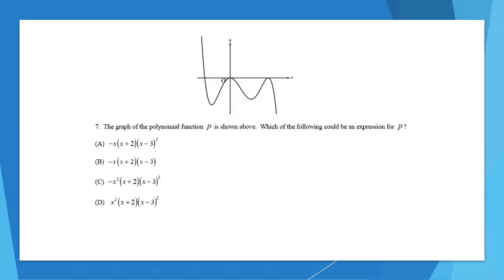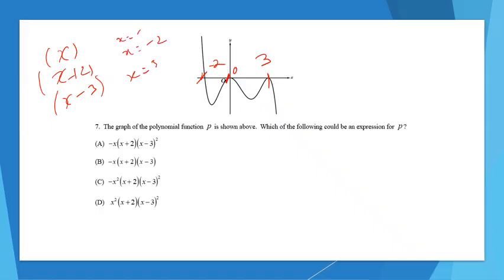All right, the graph of the polynomial function p is shown above. Which of the following could be an expression for p? What we want to do here is kind of the same thing, find the zeros. So the only zeros here are, we see an x, an x plus 2, and an x minus 3. So we can assume safely that this is going to be 0. This is going to be x equals -2. And then this is going to be x equals +3, because those are zeros from our possible linear factors. And those are the only linear factors in all four answers, right?